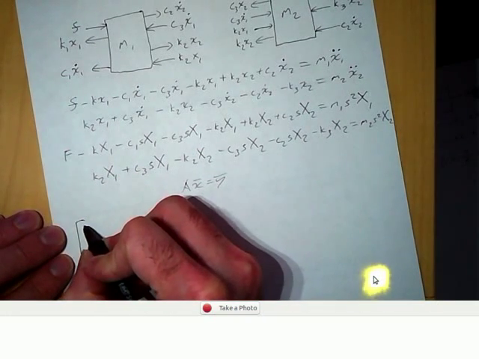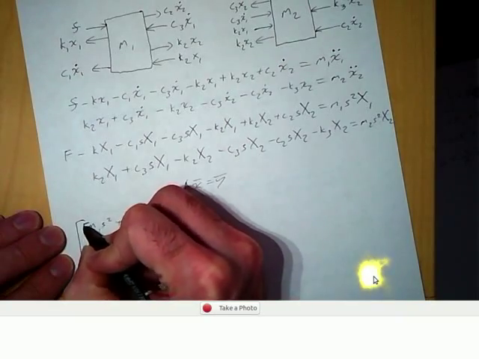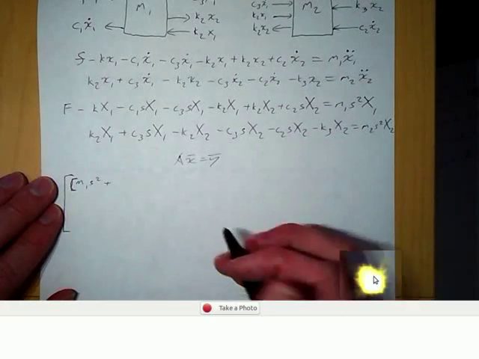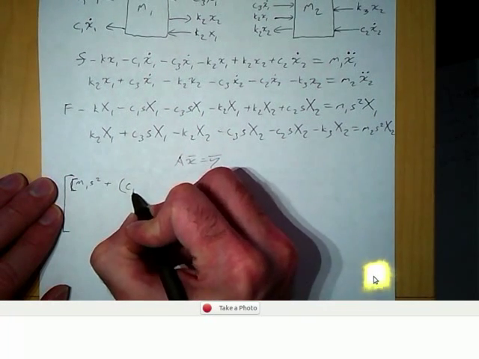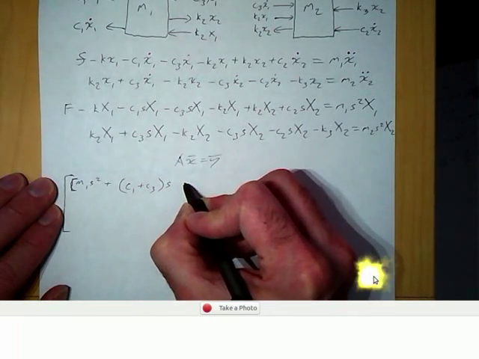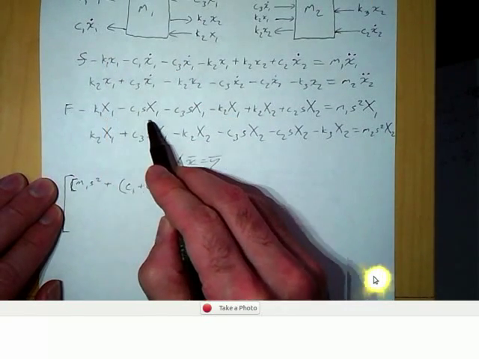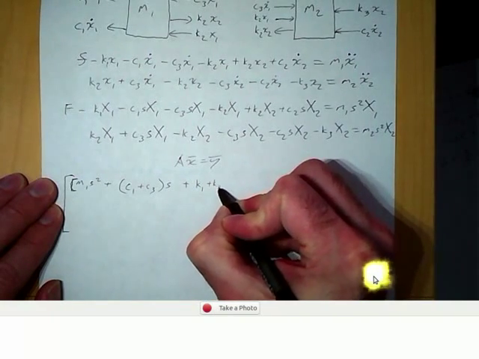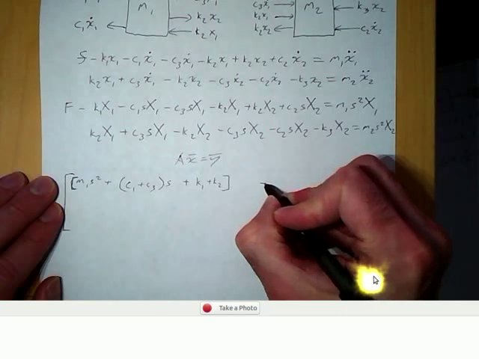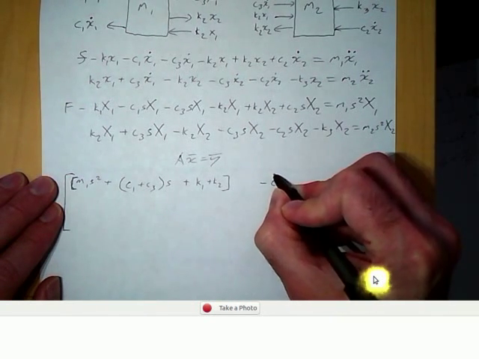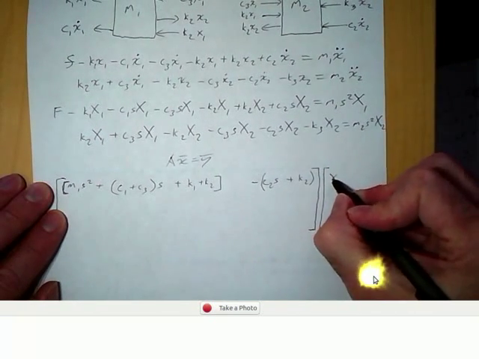So this first equation, we ended up with M1 S squared plus, let's see, we have C1 and C3, so C1 plus C3 S, plus K1 plus K2. So those are all the X1 terms in the first equation, and then we have the X2 terms: negative C2 S plus K2. And that's multiplied by the vector X1 and X2.